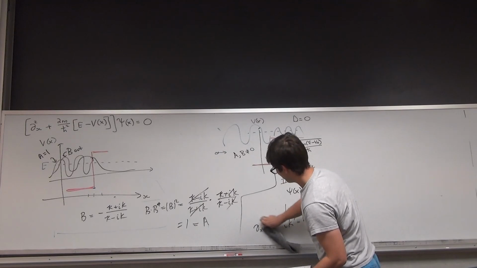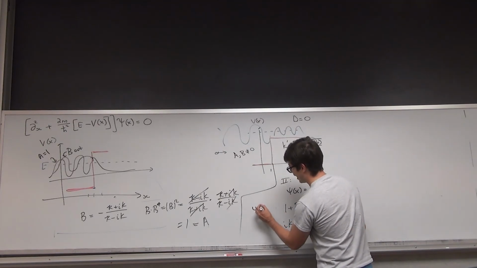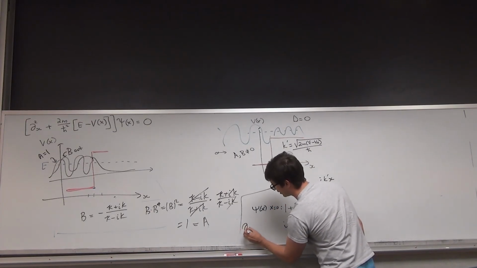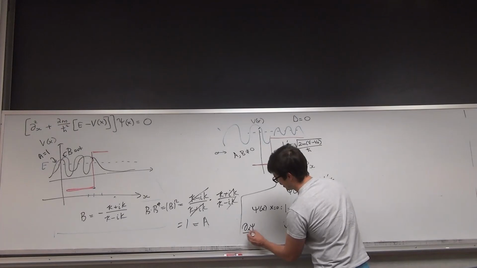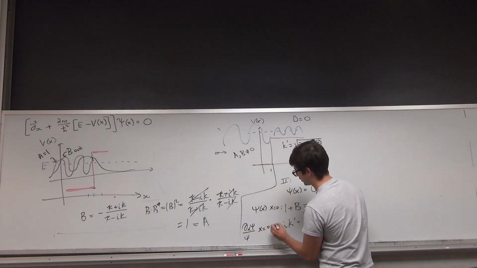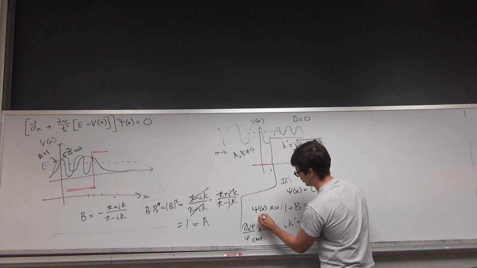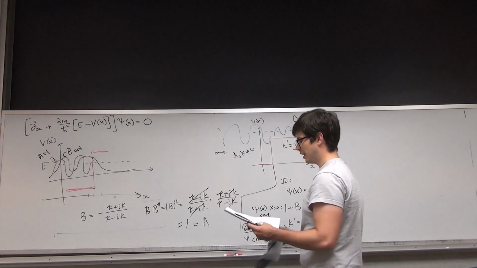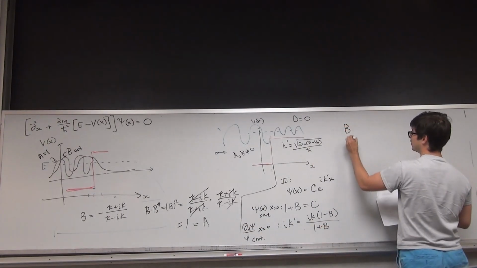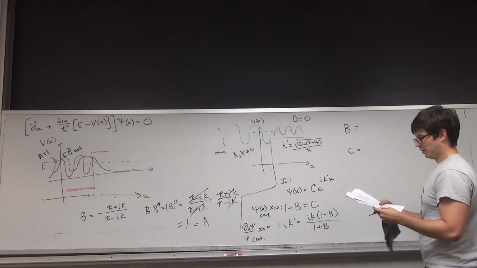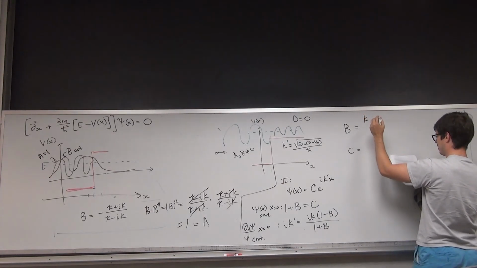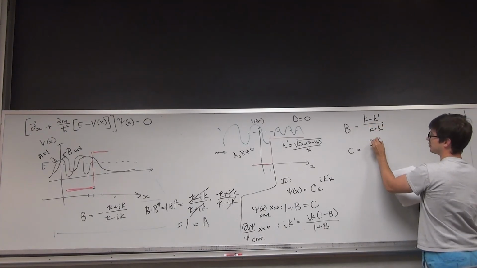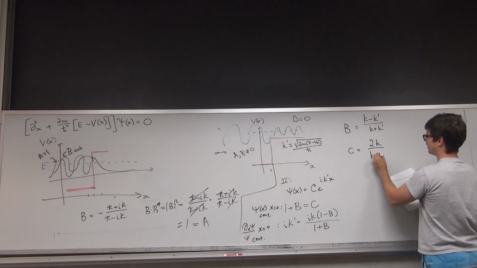So again, there's always two things you have to check. That psi of x is continuous at x equals 0. That gives you this equation. And then the other one is that the derivative of psi divided by psi at x equals 0 is continuous. Check these two things, get these two equations, and solve for b and c. And what do you get? For b, you get k minus k prime over k plus k prime, and for c you get 2k over k plus k prime.